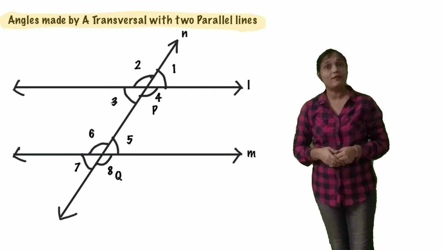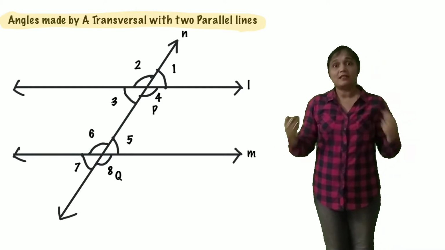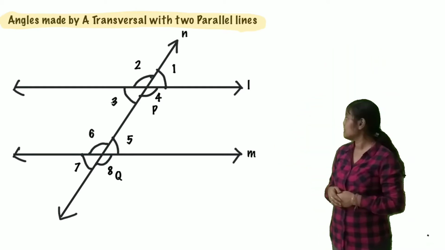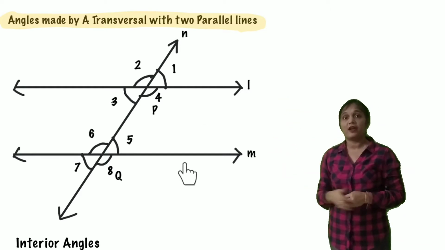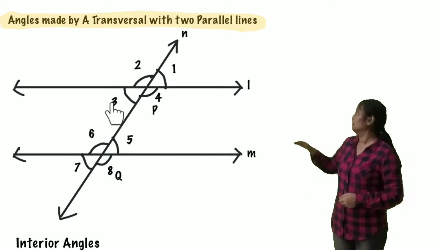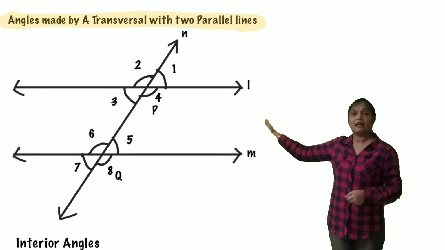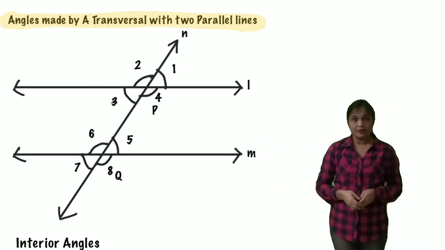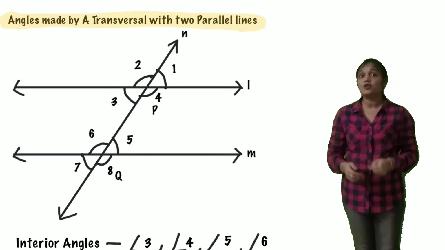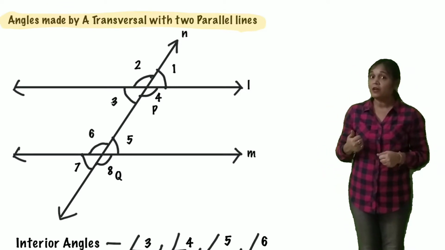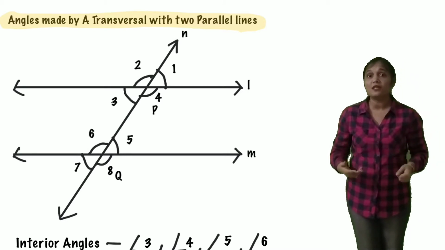So first of all, we will understand about the interior angles. In a simple way, we can say that angles between these two parallel lines are interior angles. So here angle 3, angle 4, angle 5 and angle 6 are interior angles. And interior angles are classified into two types. First one is alternate interior angles and second one is co-interior angles.